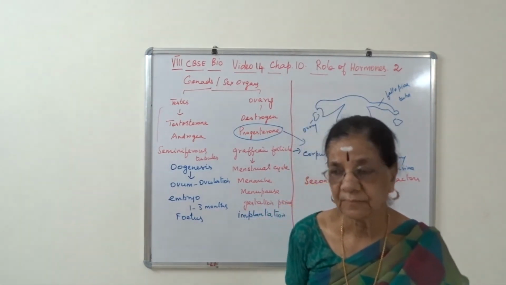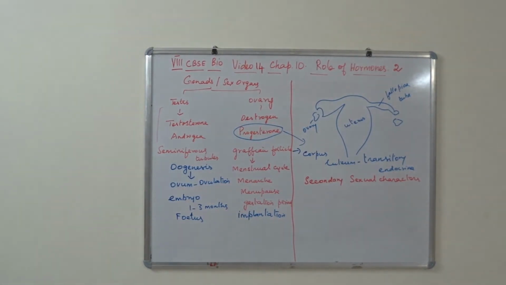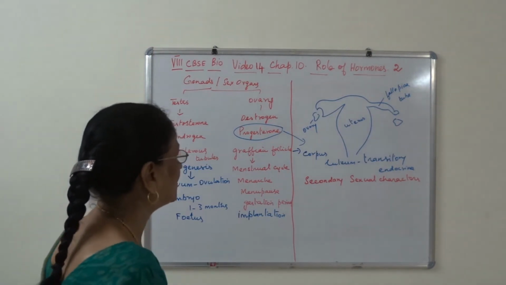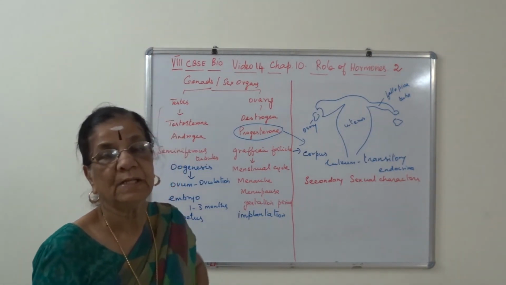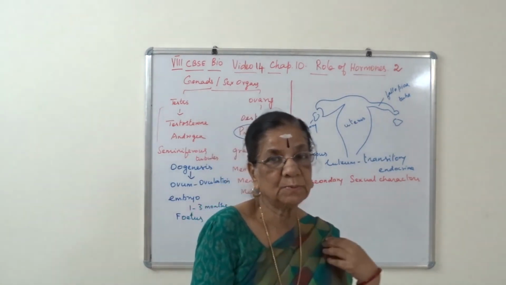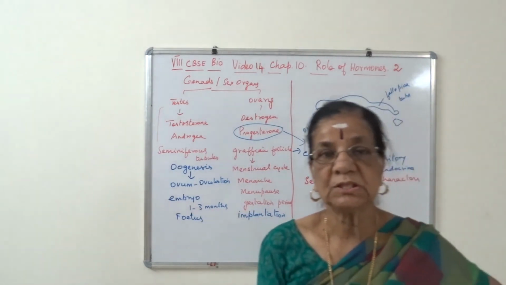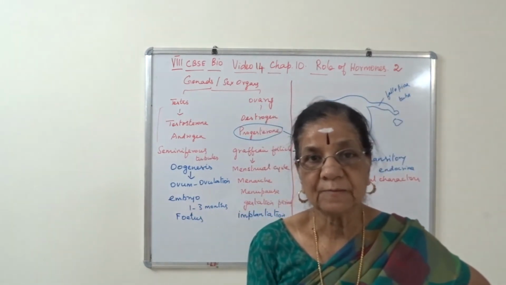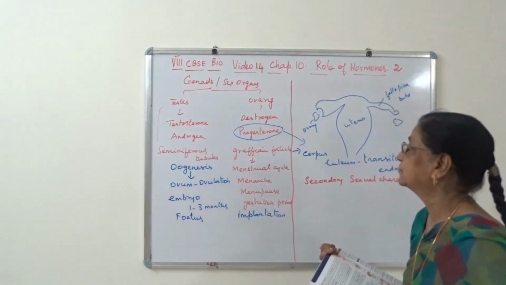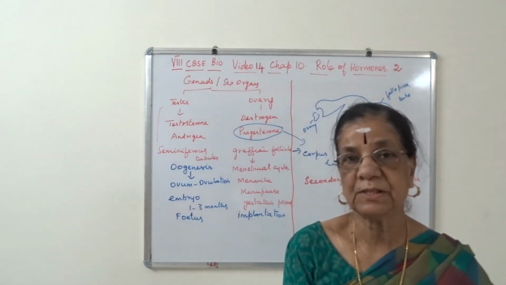I hope you understand. So now this female, as I said, it is estrogen and progesterone, and then we should learn about corpus luteum, which is a transitory endocrine gland responsible for the secretion of pregnancy hormone progesterone. I hope you understand. So this is for ovary, gonad or sex hormone role or its function.